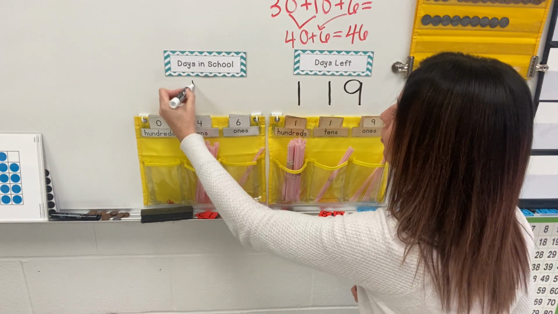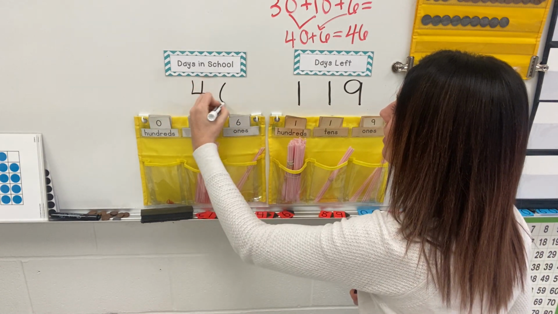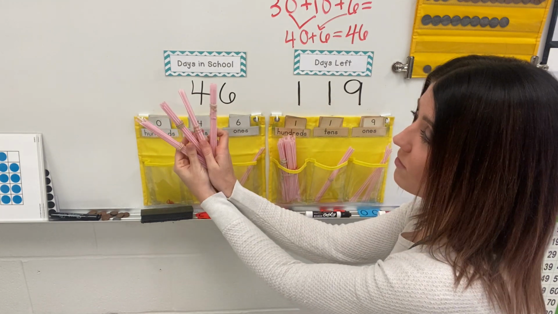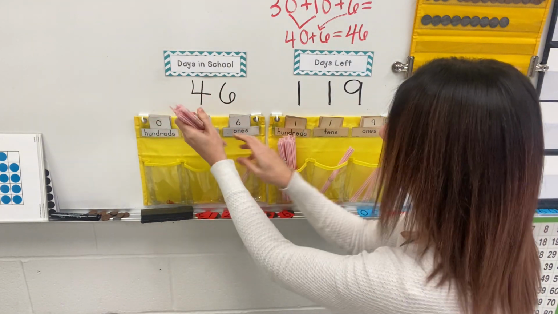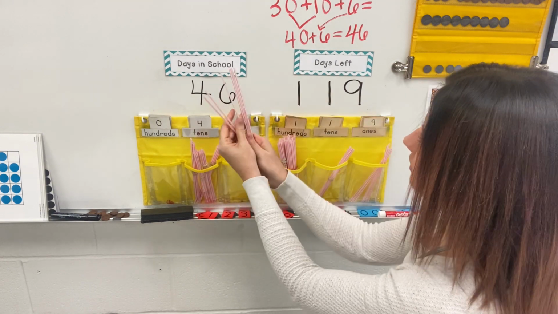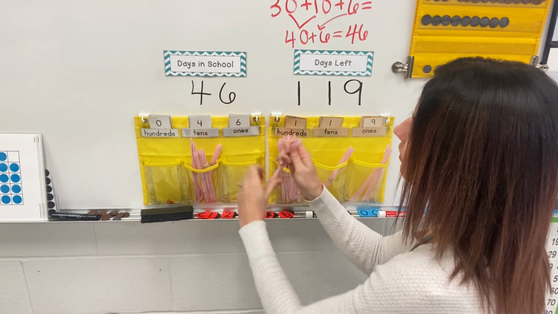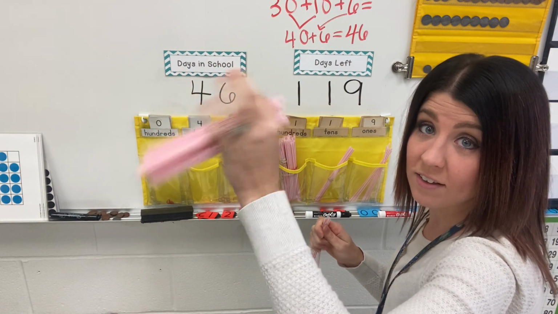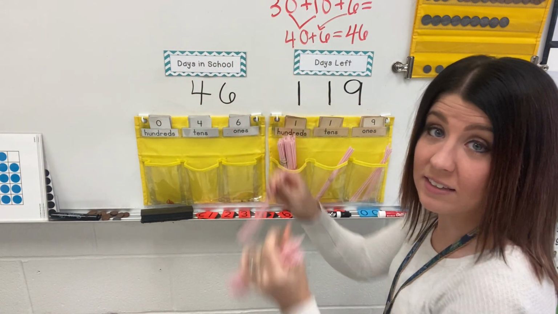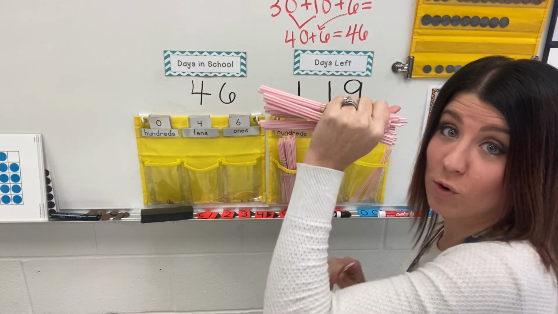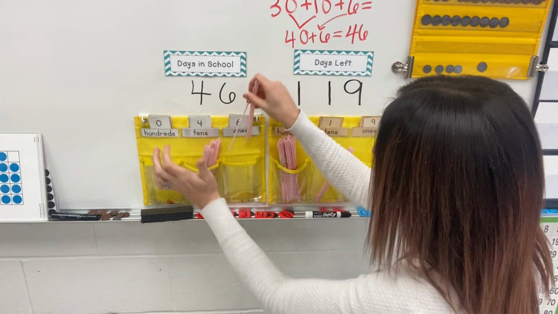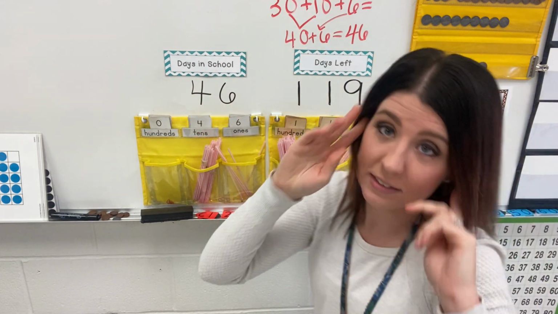We have 4 groups of 10 and 6 1s. Let's check and make sure. 4 groups of 10, ta-da! And 6 1s, ta-da! So in my hand right here, there's 4 10s, so how many straws is that? 46. 40 and 6 make 46.